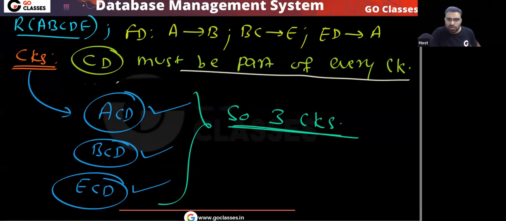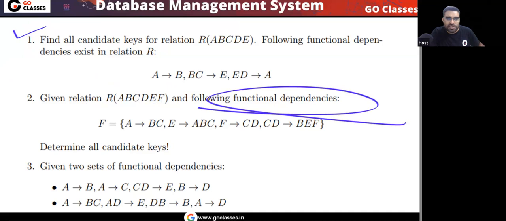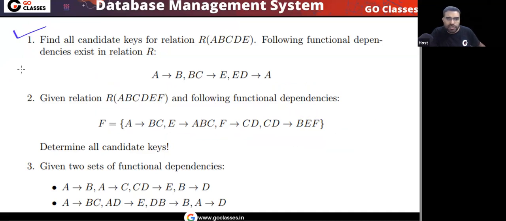So this is how you can solve this question. Now let's move on. This question we have done. Now let's see the second question. Tell me the answer for this. You have attributes A, B, C, D, E, F. The following functional dependencies are given to you. We need to find all the candidate keys.